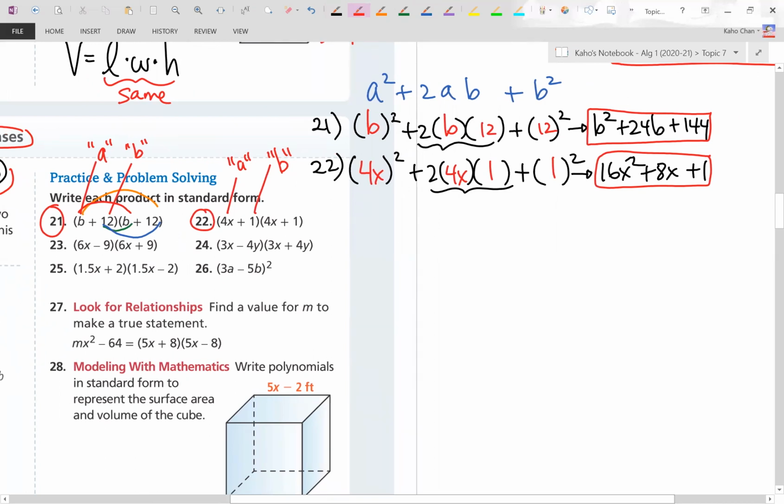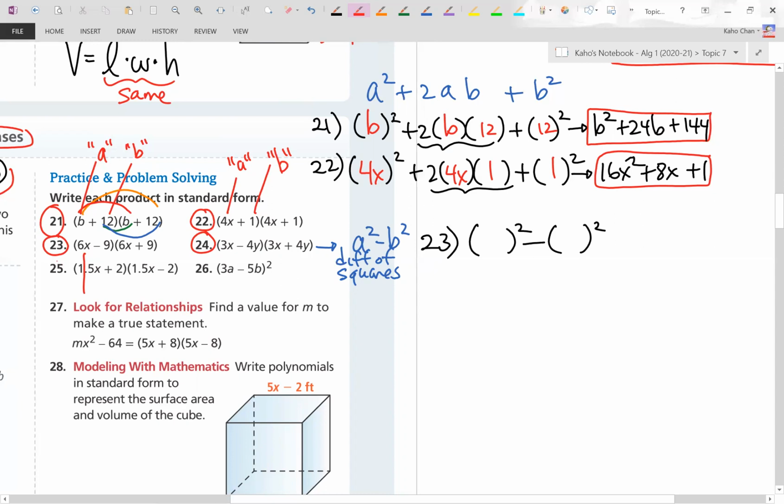23 and 24 are a product of a sum and difference. That uses a different pattern, and that pattern for those guys is A squared minus B squared. Yay, difference of squares. Those are my favorite pattern. That's awesome. So here's 23. A squared minus B squared. Okay, that's the pattern. Looking at 23, A is 6x.